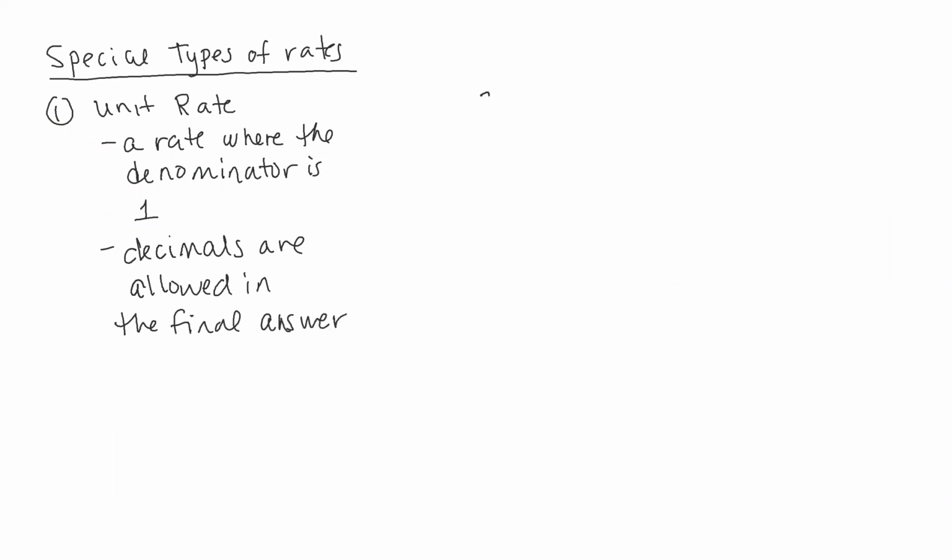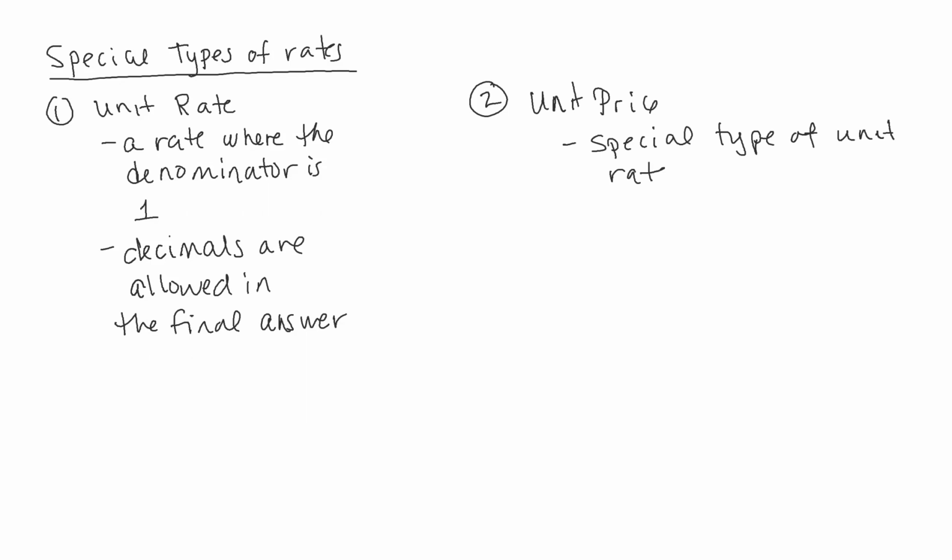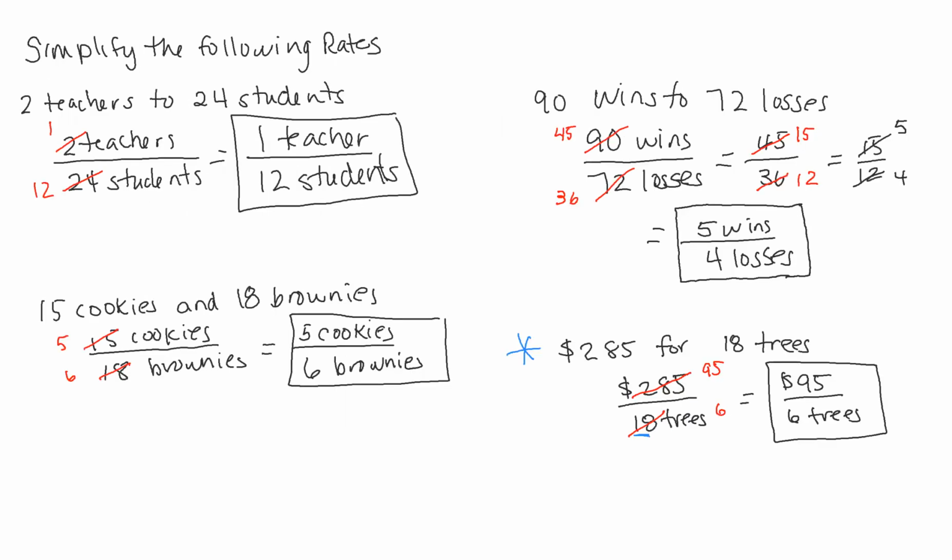All right. Now the second special type of rate is called a unit price. And this is a special type of unit rate. All right. And this is a unit rate involving money. So again, if I go back to the previous slide, if we look at this example with the tree, if I wanted to find the unit rate, or in this case, the unit price, I would want to know the cost for exactly 1 tree.